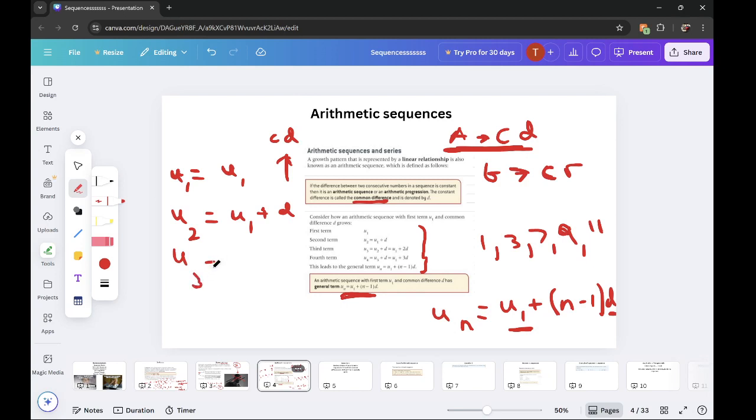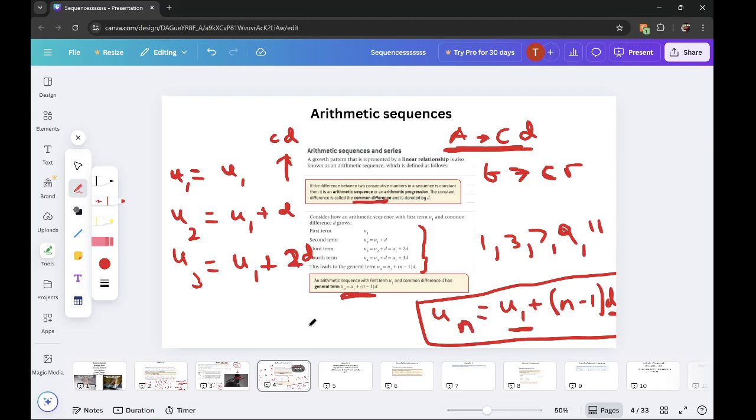Your U3 is the same. It can be U2 plus D, or it can be U1 plus 2D. D just keeps on being added. That sounds a little bit weird to say, but the D just keeps on being added again and again and again for each term that you increase. So that's what this equation over here represents, right? So to find un, n can be any number in an arithmetic sequence.